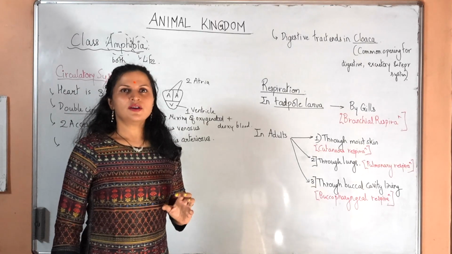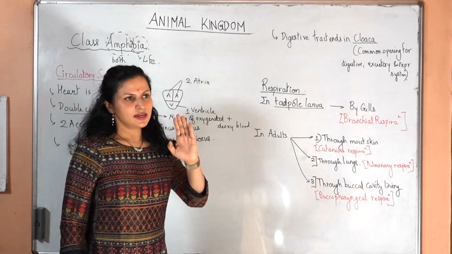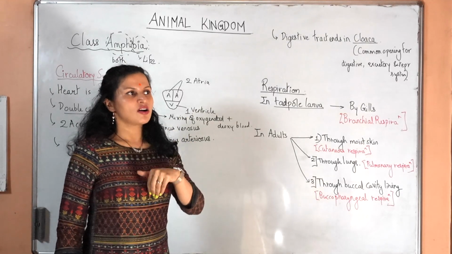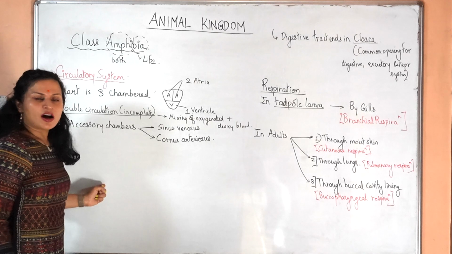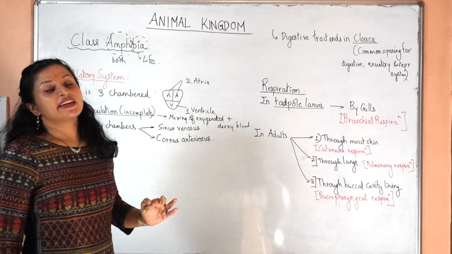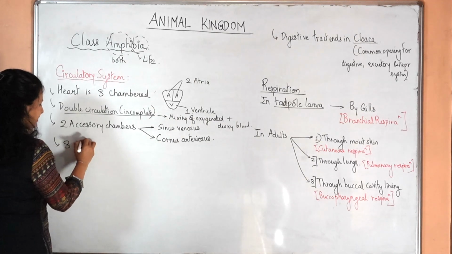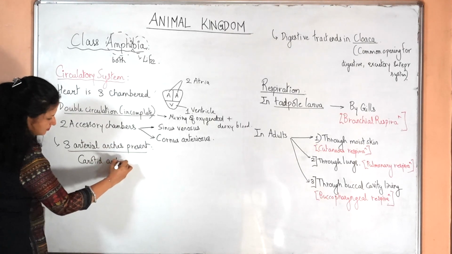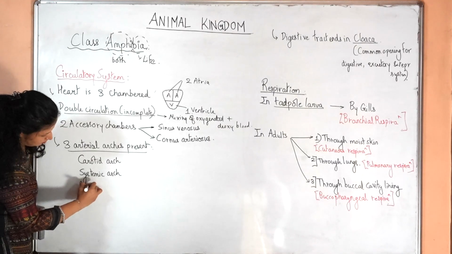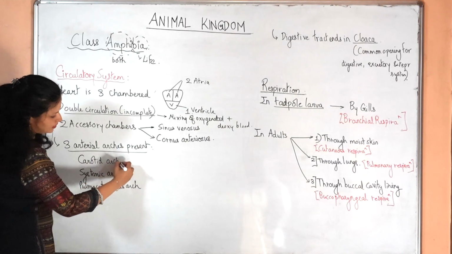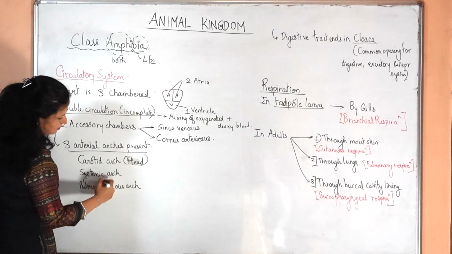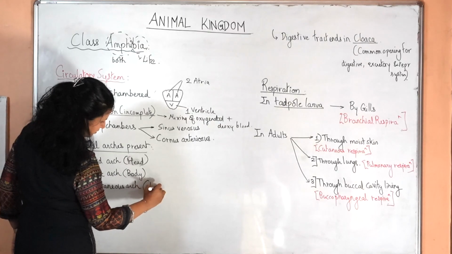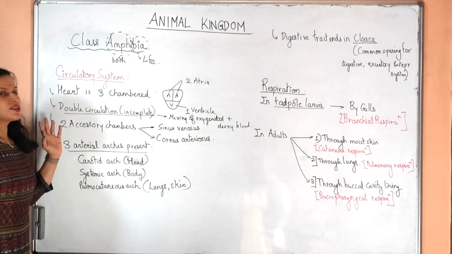You know when the heart pumps blood through our heart, it enters into the aorta and then the aorta forms an arch. It's called the aortic arch. Likewise, the amphibian heart has 3 different types of arterial arches. 3 arterial arches present. They are carotid arch, systemic arch and pulmocutaneous arch. The carotid arch will supply the head, systemic arch will supply the body and pulmocutaneous arch will supply the lungs and the skin. So this is about its circulatory system.